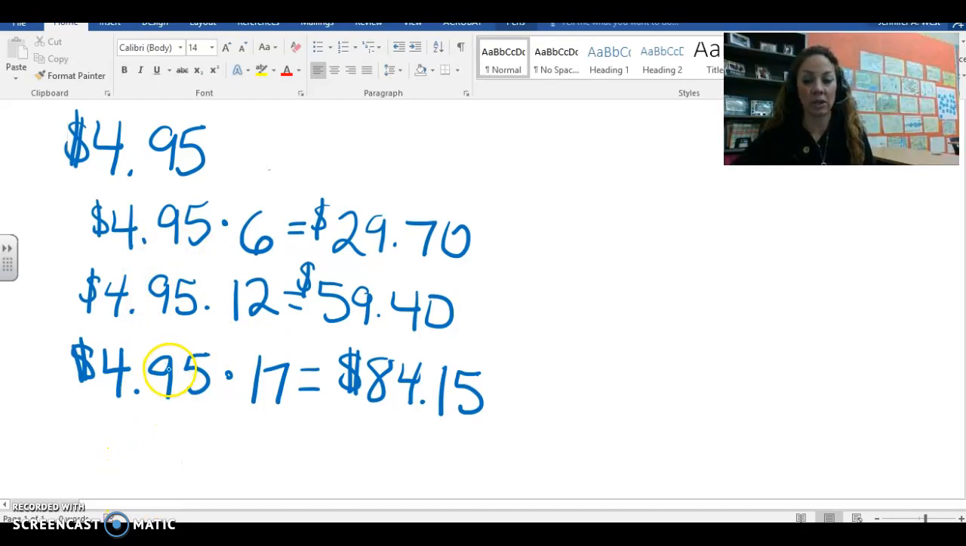So when we look at these problems, what quantities change? Does the cost change? The number of boxes shipped? Or the total shipping cost? Which quantities change? And if you said the number of boxes and the shipping costs are the two quantities that change, then you are correct.